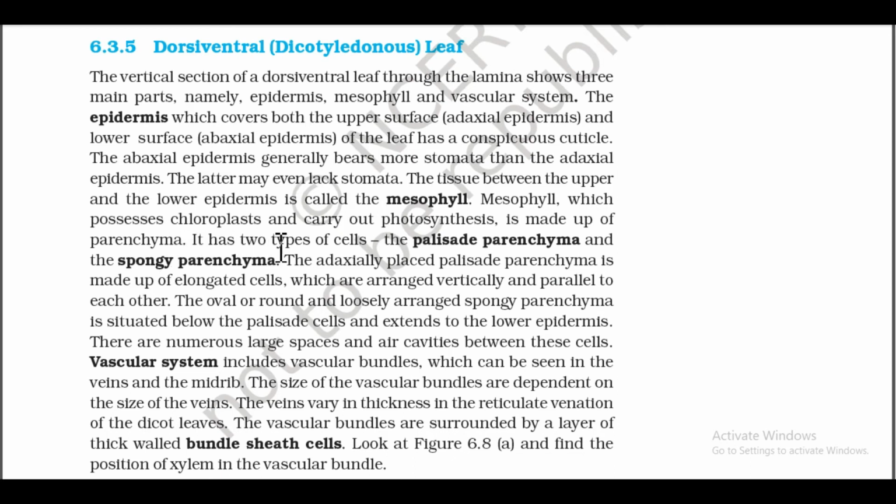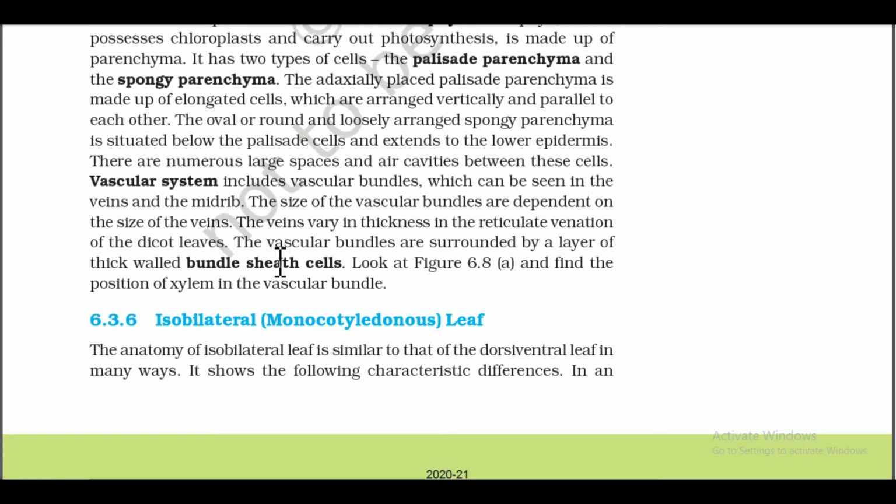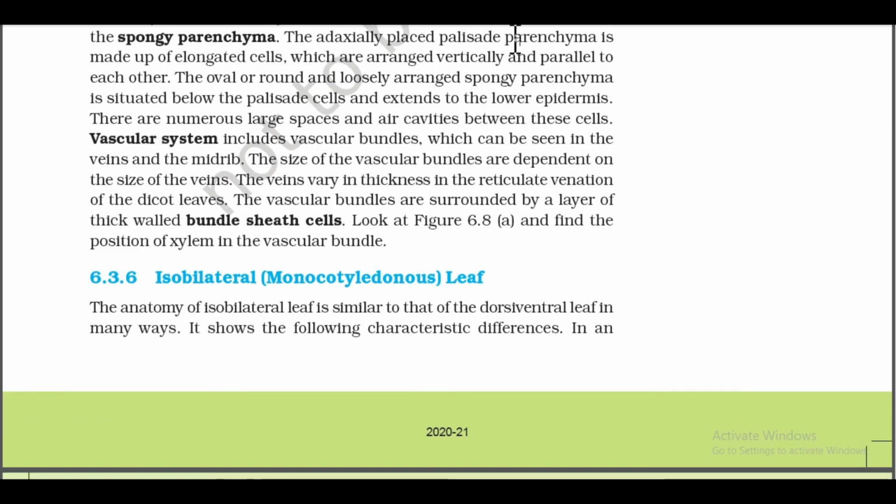The tissue between the upper and lower epidermis is called the mesophyll. Mesophyll, which possesses chloroplasts and carries out photosynthesis, is made up of parenchyma. It has two types of cells, the palisade parenchyma and the spongy parenchyma. The adaxially placed palisade parenchyma is made up of elongated cells, which are arranged vertically and parallel to each other. The oval or round and loosely arranged spongy parenchyma is situated below the palisade cells and extends to the lower epidermis. There are numerous large spaces and air cavities between these cells.